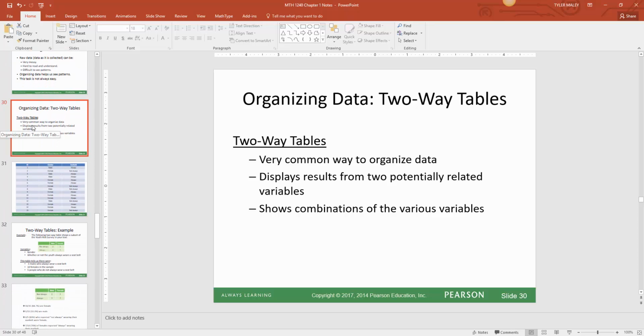So here you can see one way to organize data is to do a two-way table. It's a very common way to organize data. It's able to display results from two potentially related variables, and then also shows combinations of the various variables. So we'll look at an example here in a moment.